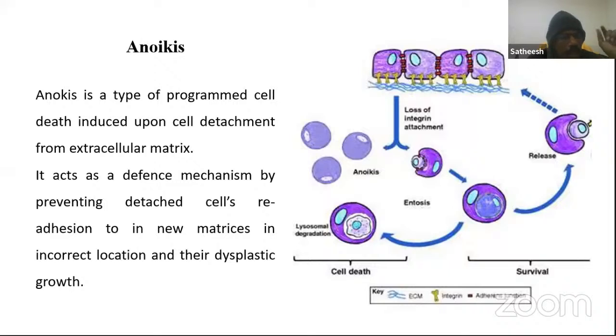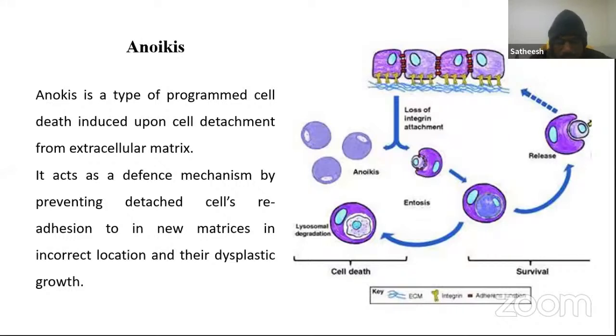So anoikis is again another type of programmed cell death in which the cell is detached from its original position and undergoes apoptosis. The cells die by themselves. It acts as a defense mechanism by preventing detached cells from readhering to new matrices. So when the cell is undergoing anoikis, the cell will not be able to get attached to a new matrix, and the metastasis will not happen.